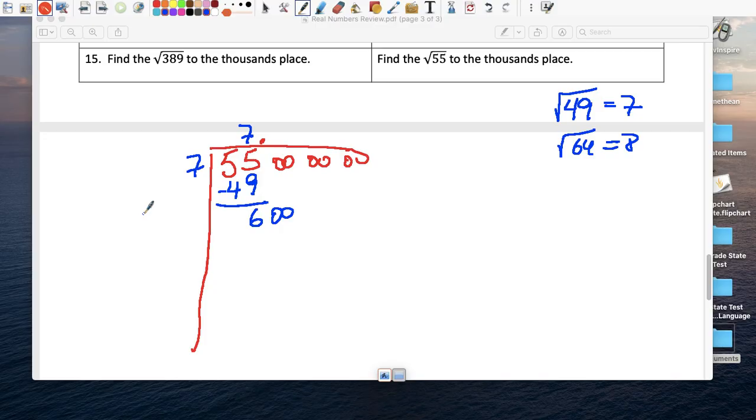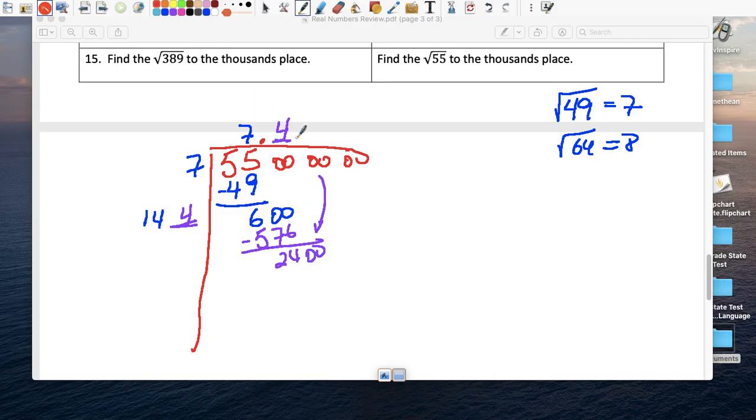We're going to double 7, which is 14. Change colors. 140 something goes into 600. 1, 2, 3, 4, 5, 6 times. Because 300, no. Not 6, sorry. 4 times. Hopefully I'm correct. Remember, if that's a 4, this number must be a 4 as well. 144 times 4 equals 576. Close enough. Subtract, 24 left over, bring these 2 zeros down.